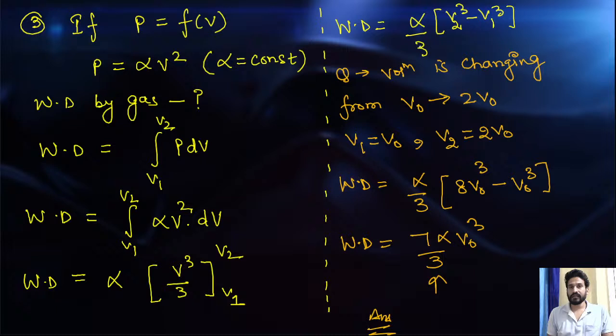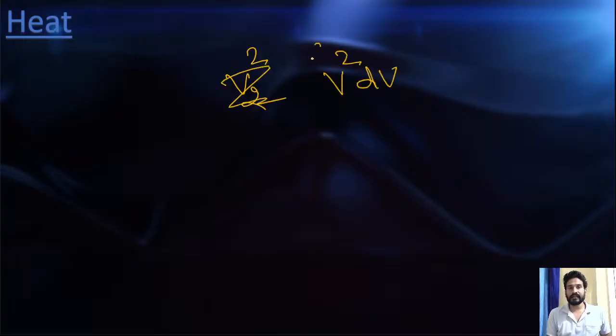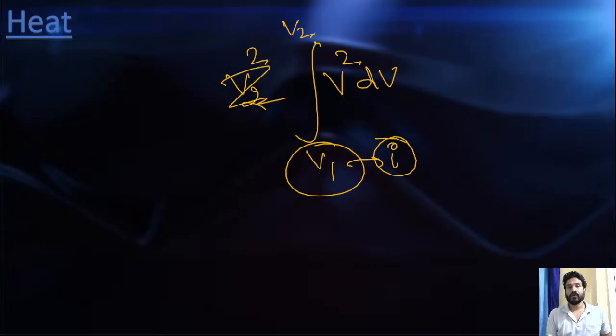What is this work done? Alpha by 3 V2 cube. Do you understand the integration, Muhammad? V square dV and its integration from V1 to V2. What is V1? It is the initial volume. And what is V2? It is my final volume.